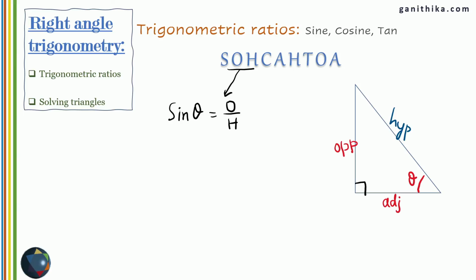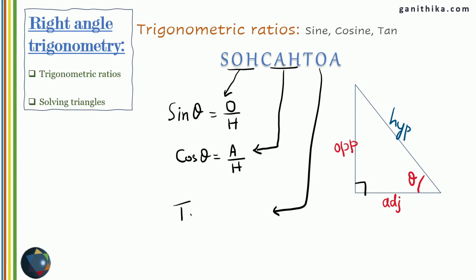SOH is sine is equal to opposite over hypotenuse, which means sin theta is equal to opposite side over hypotenuse. And CAH is cos theta is equal to adjacent over hypotenuse, which means cos theta is equal to adjacent side over the hypotenuse. And TOA is tan theta is opposite over adjacent, which means tan theta is equal to opposite side divided by the adjacent side. So these are the 3 ratios that you need to know for trigonometric ratios on a right angled triangle.